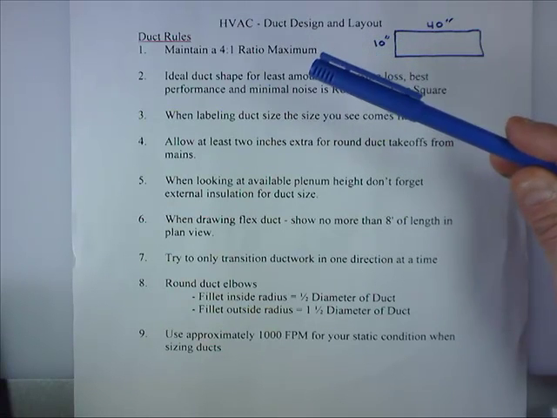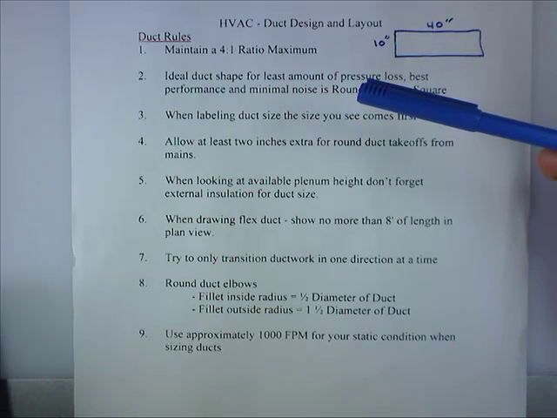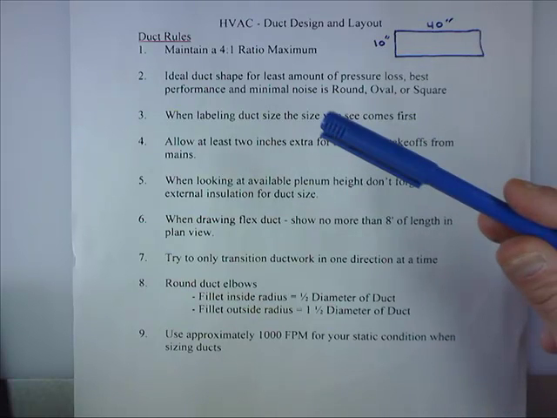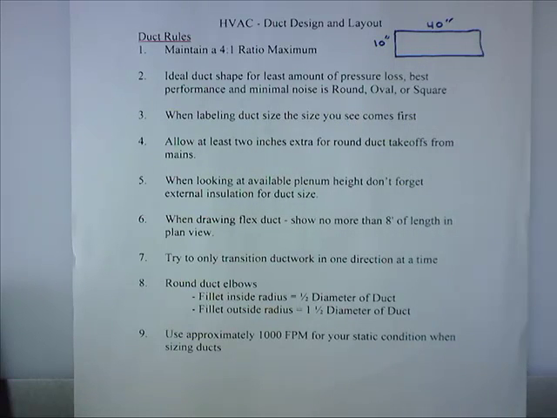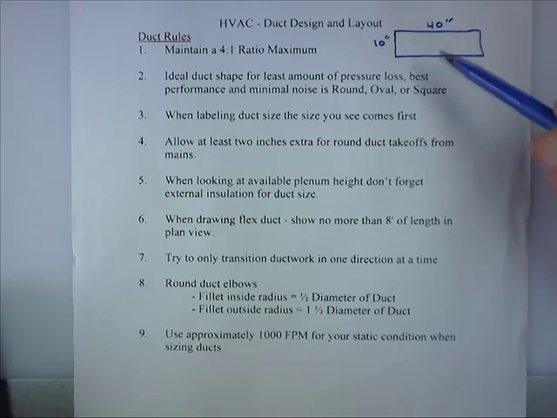And we're not going to do a whole lot of round duct except for our takeoffs, our branches possibly. And we're not going to work on any oval for this assignment. Alright, so whenever you're labeling duct size, the first one that you see comes first. So if I had this 40 by 10 in plan view, I'm going to be looking down at it. I'm not going to see the height of this ductwork in plan view. The only thing that I'm going to see is the width. So, like it says, labeling duct size, the size you see comes first.